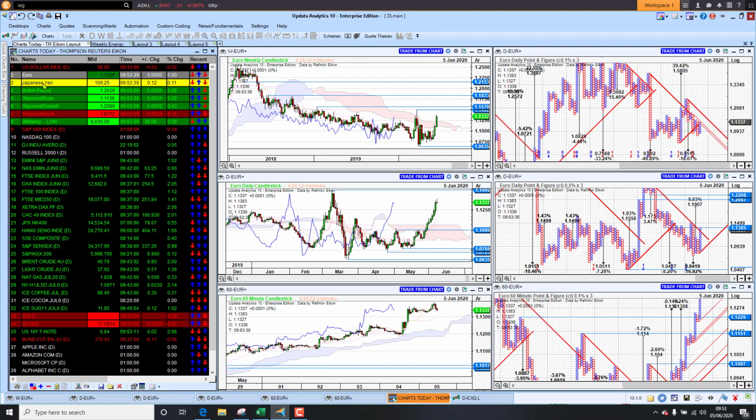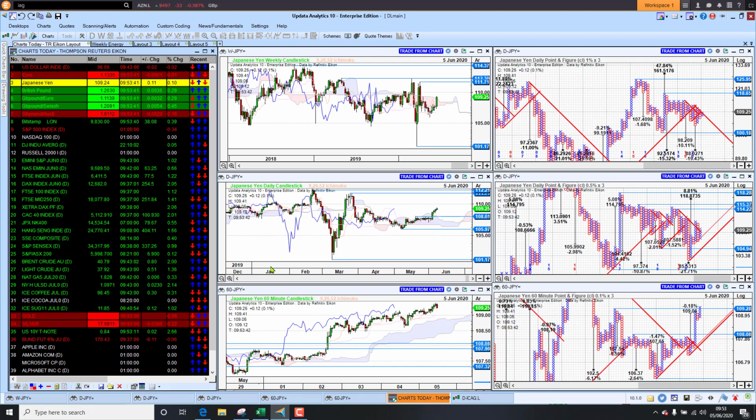Looking at the dollar yen, yen is actually weaker here. Yen tends to do well in times of uncertainty, and we've seen some certainty returning to the market, and that's why we're seeing the dollar looking stronger against the yen. Dollar buys more yen at 109.